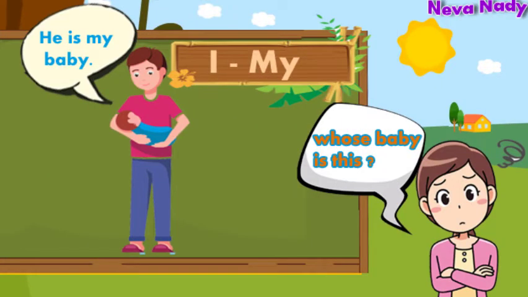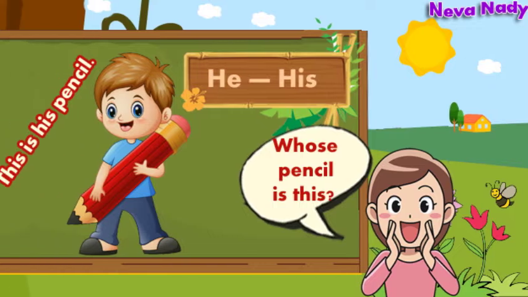I. I is a subject. The possessive adjective is my. Look. Here is a man and he is holding a baby. I am asking, whose baby is this? The man says, he is my baby. He here is a subject. The possessive adjective is his.